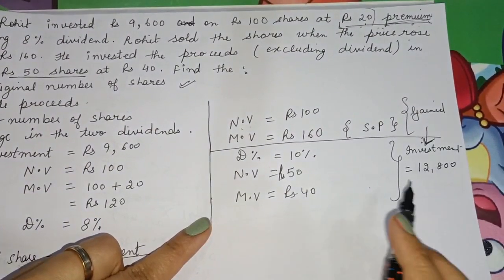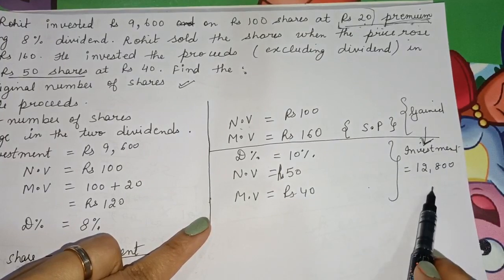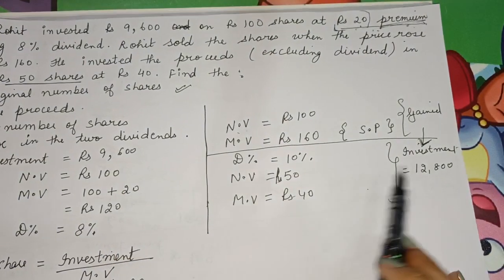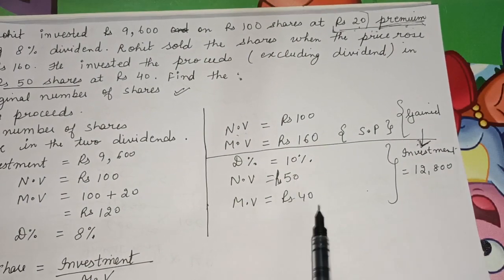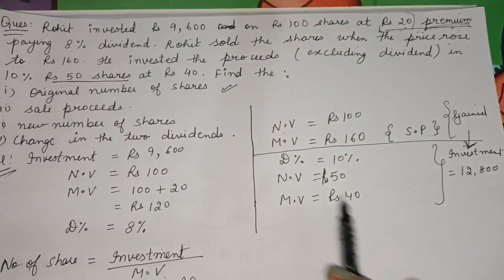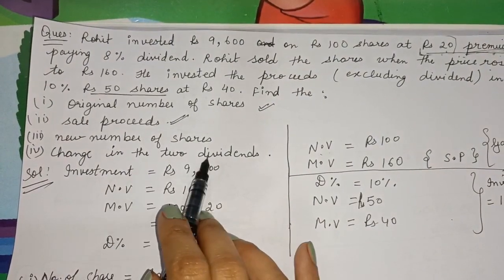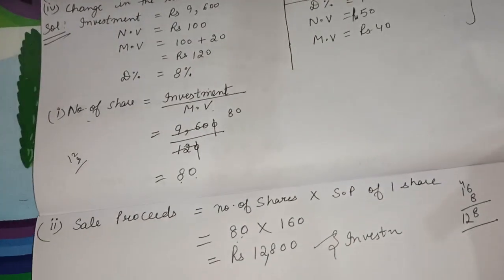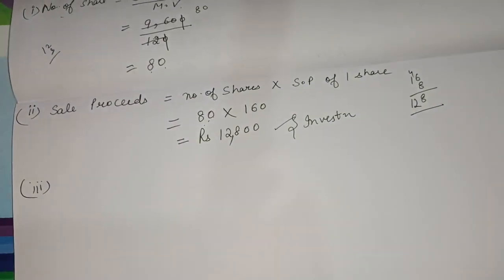12,800. So with the help of sale proceeds, now you have understood that this price only he is investing here. So for the last part we know investment, dividend percentage, nominal value and market value also. So now sale proceeds done. New number of shares we have to find. Third part we have to do, number of shares.